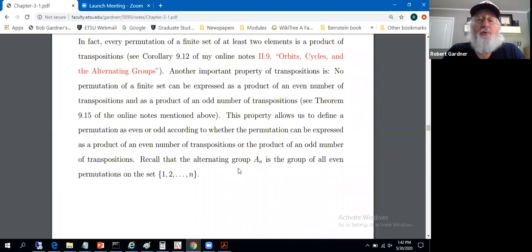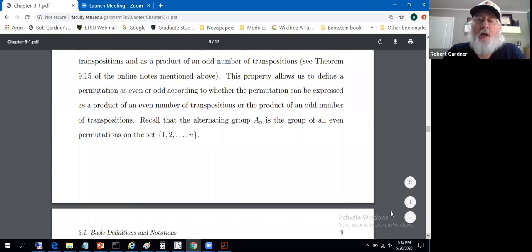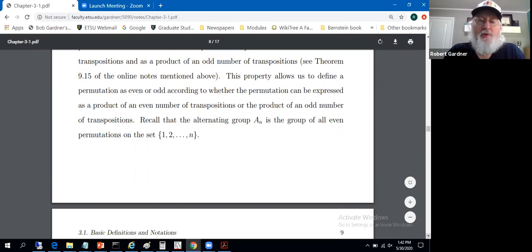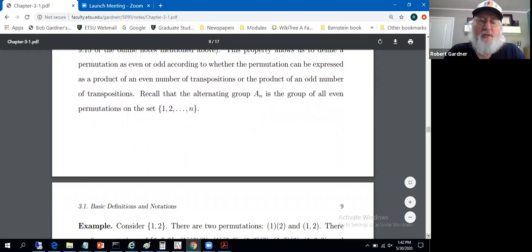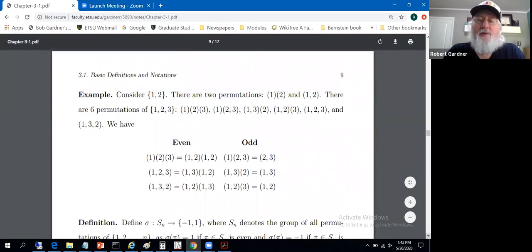The alternating group, A sub n, is the subgroup of the symmetry group S sub n of all even permutations on the set 1 through n. So a little bit of group theory for you. We're going to see this alternating group, the even permutations, play a little bit of a role in computations of determinants when we define them using these symmetry groups. Okay, so super quick introduction to symmetry groups and alternating groups.